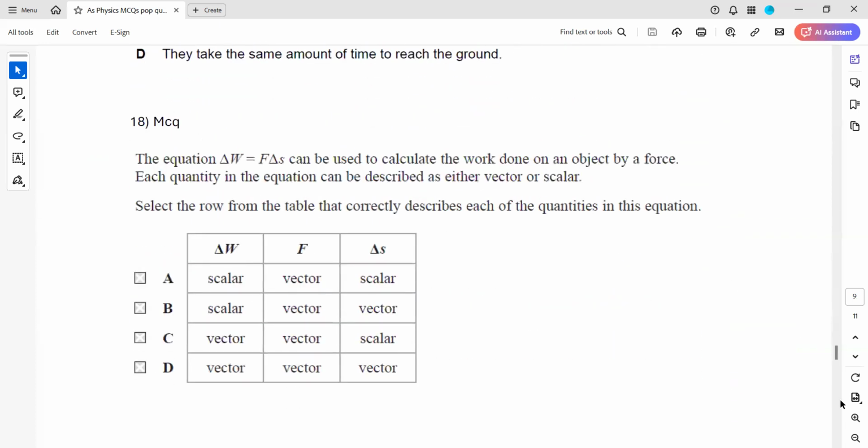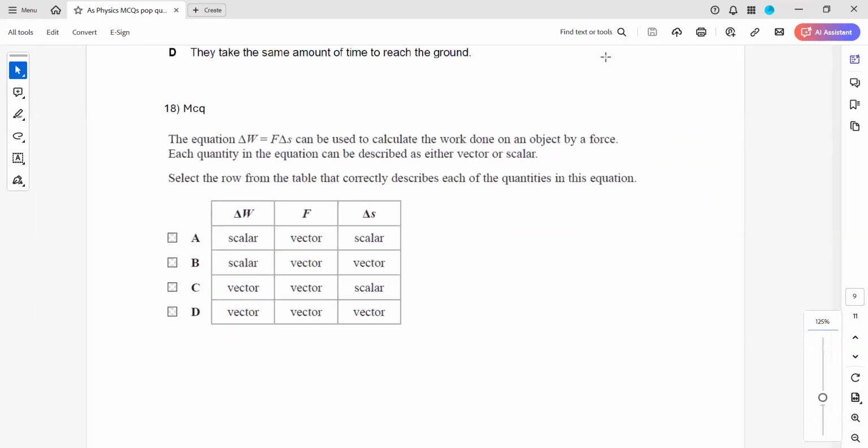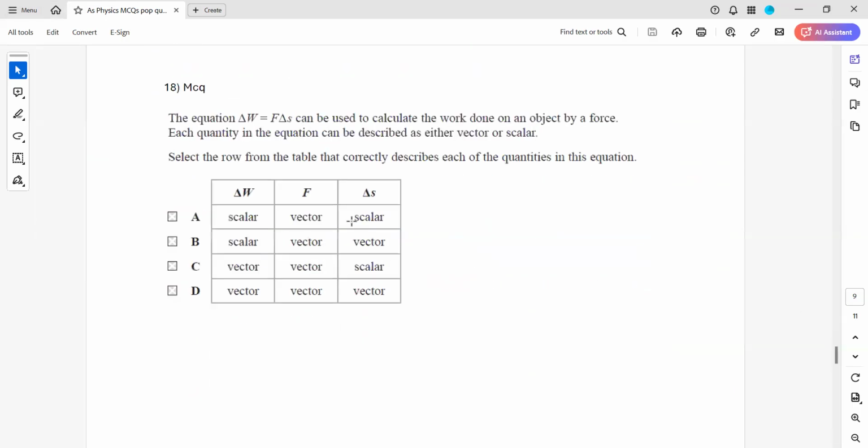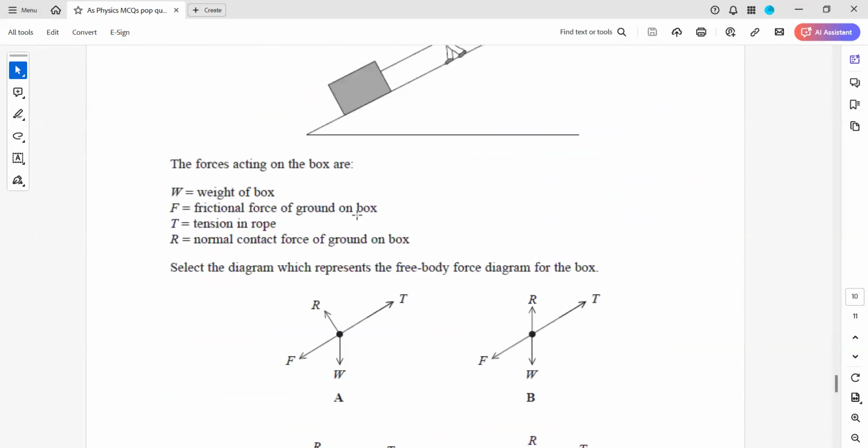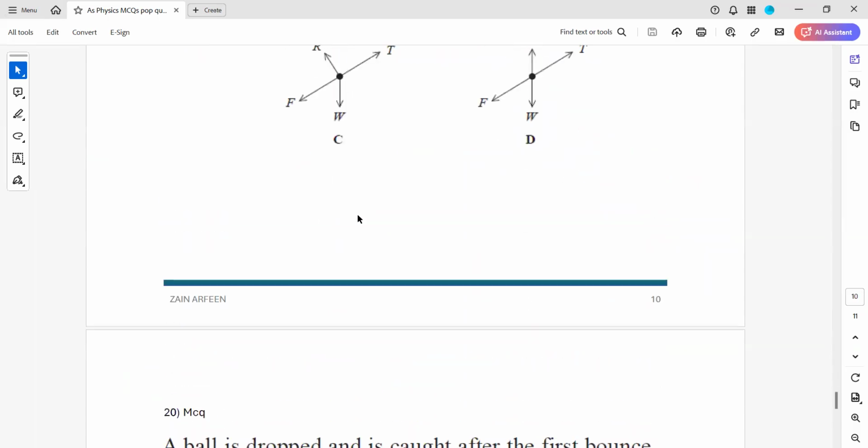Question 17, 18, any doubt on 17 or 18? Question 19, any doubt?